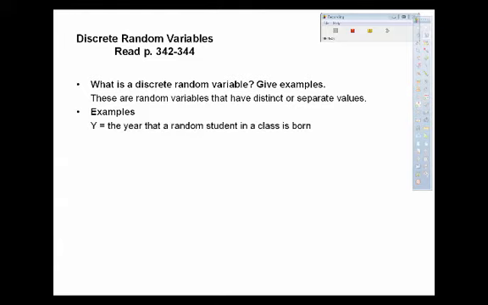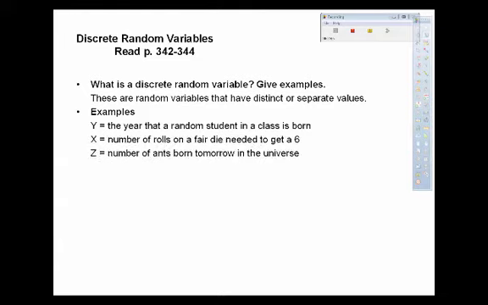Okay, some examples. We could make Y the year that a random student in this class is born. Those are countable numbers. Or we could make X the number of rolls of a fair die needed to get a 6. Or we could have Z the number of ants born tomorrow in the universe. Even though that's not a finite number, we don't have any idea, but they are countable. Those are discrete. If the number is countable, it's discrete.